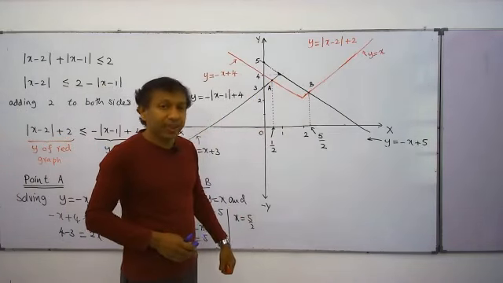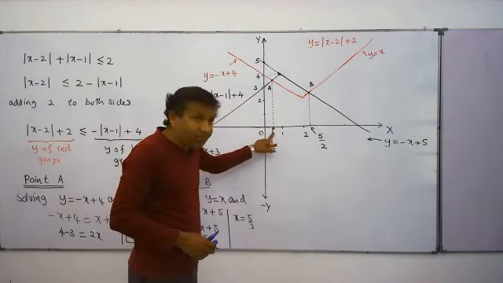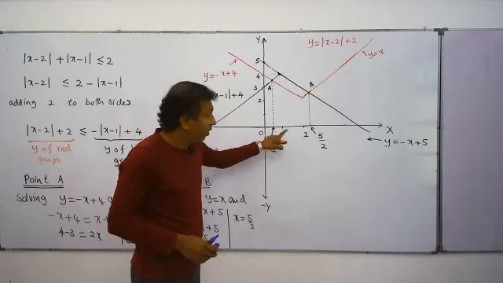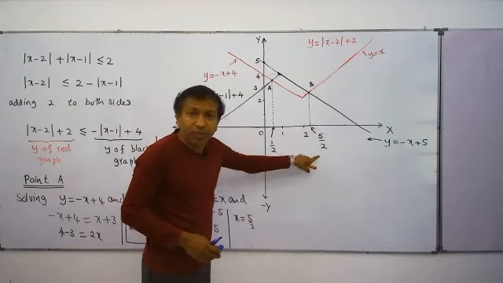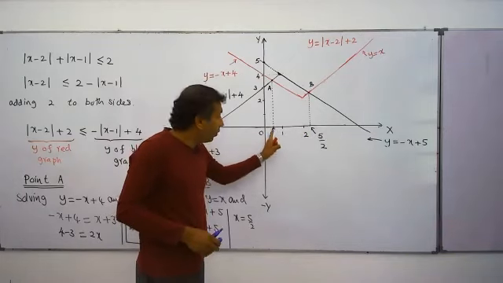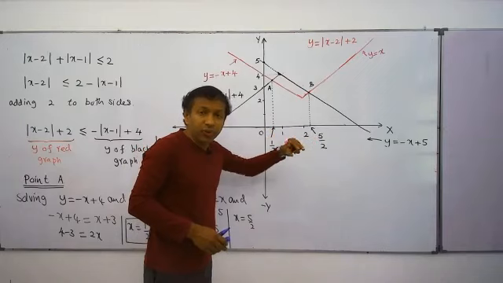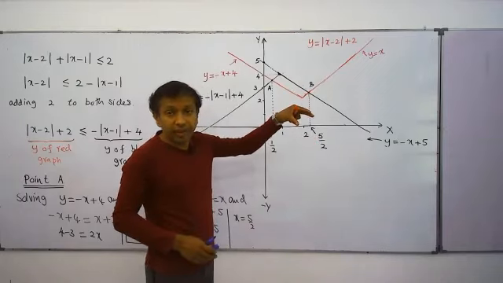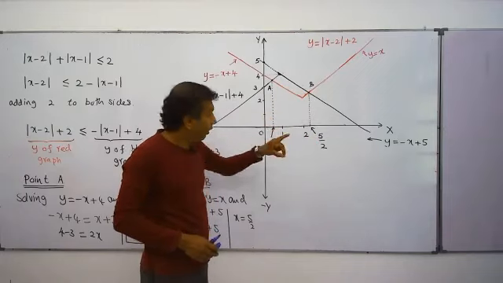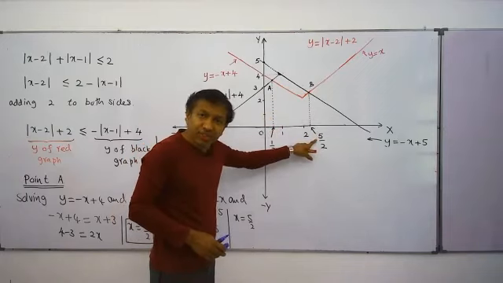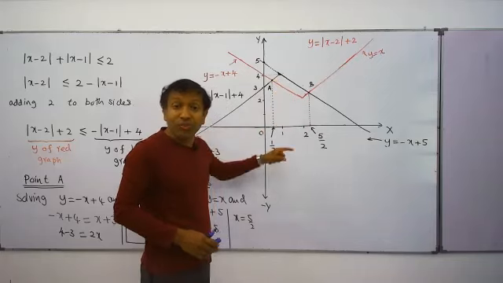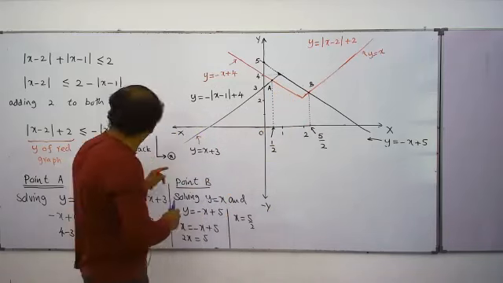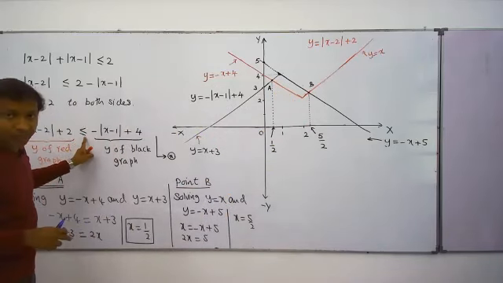So therefore, how to write the answer, people? x greater than or equal to half and less than or equal to 5/2. Right? Between half and 5/2, y of black is greater than y of red. Exactly at half and 5/2 of x, the y values of both graphs are equal. Why should we consider that equality? Because, people, here equal sign also available.